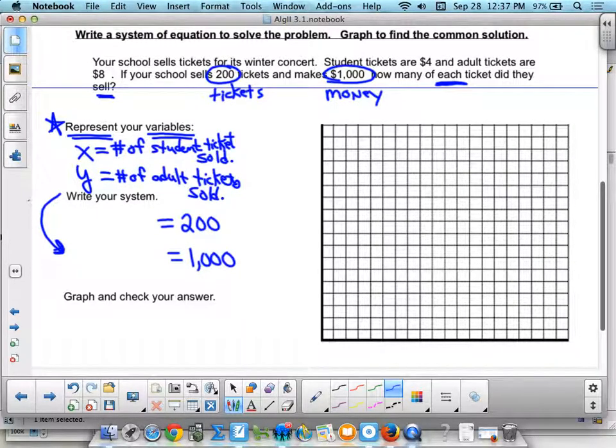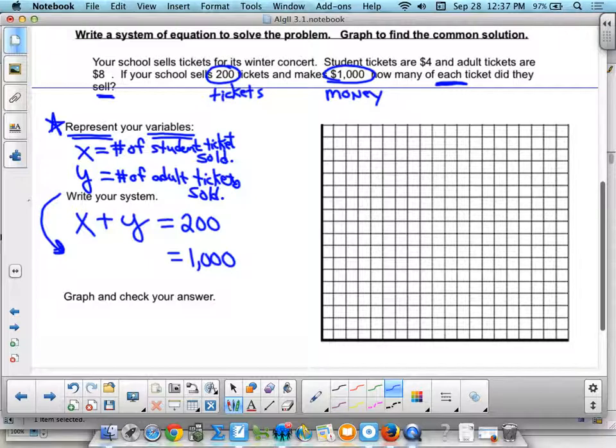What is going to add up to 200? x was the number of tickets. Yeah, I was hoping you'd say tickets plus more tickets have to add up to total tickets. Well, how many student tickets did you sell? You don't know, but you could call it x. I sold x student tickets plus I sold what?